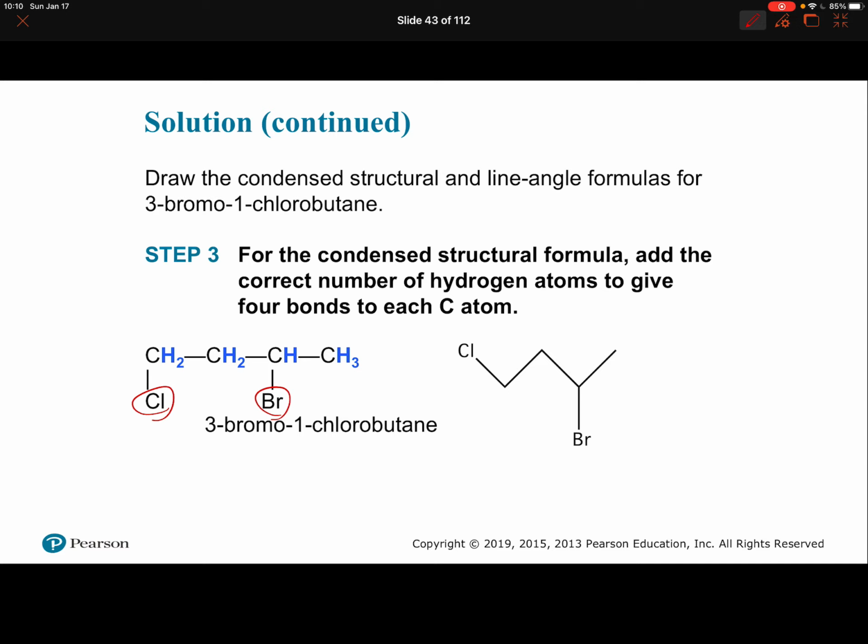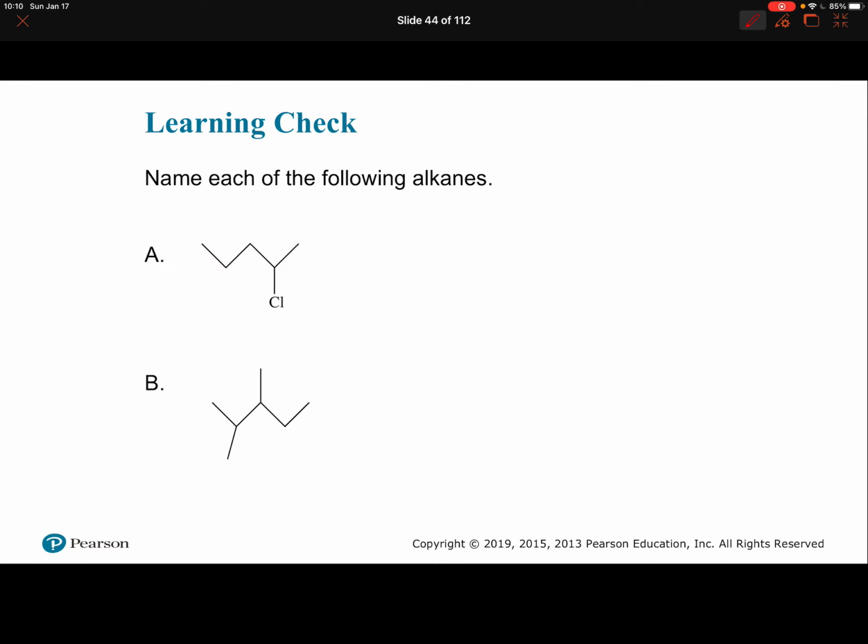All right. Got a couple more for you. Try to name these. So drawing is one thing, naming is another. I think naming's easier, but doing practice on both will get you good at both. So go ahead and give this one a shot.